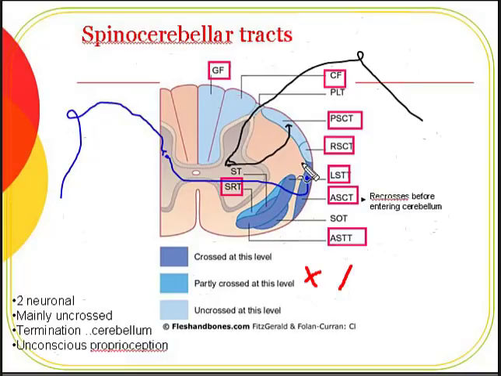Another thing you should understand at this point: the gracile fasciculus and cuneate fasciculus are carrying the first order neurons because they have not synapsed yet. So this is still carrying the axons of the first order neurons. The posterior spinocerebellar and cuneocerebellar are carrying the fibers of their second order neurons. In any case, these have only two neurons.